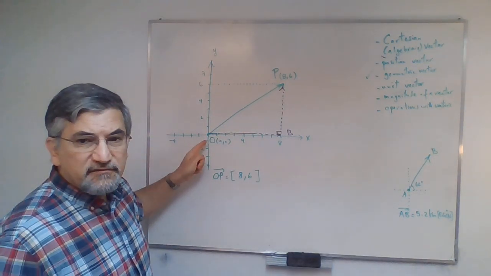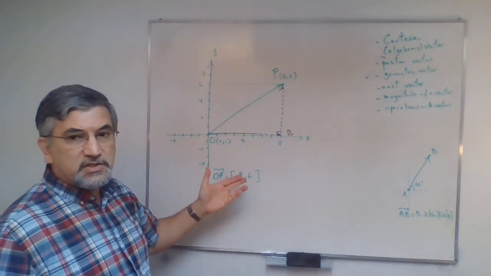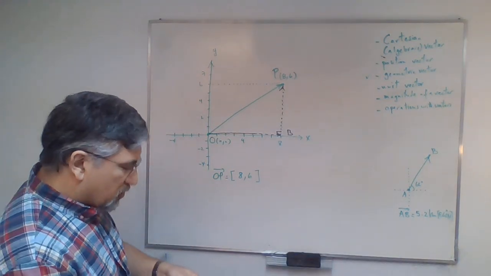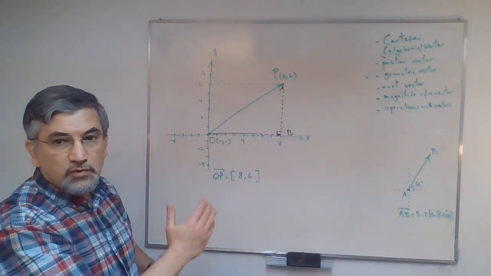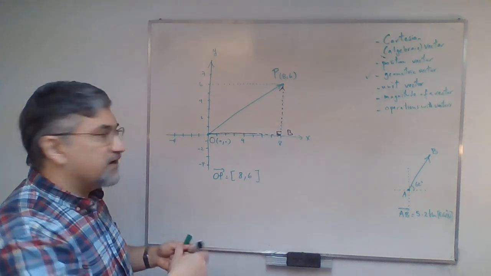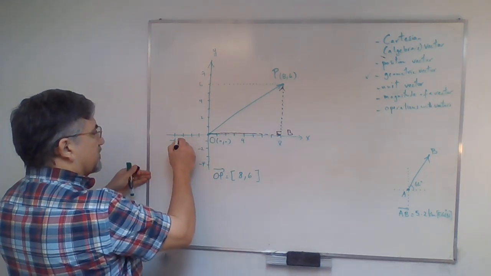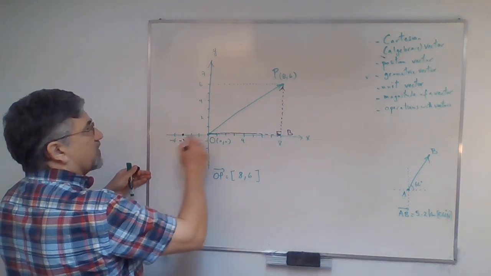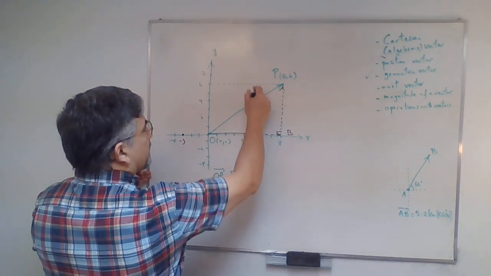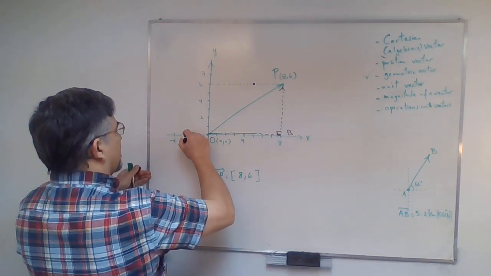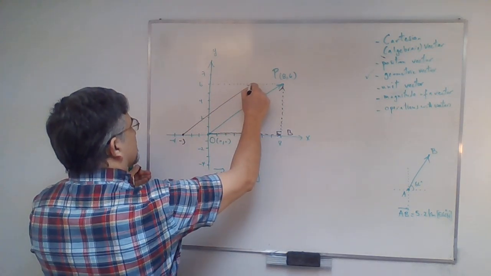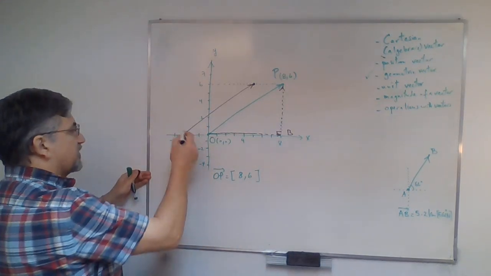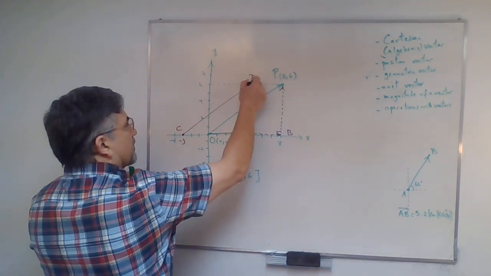The tail of the vector may not necessarily be at the origin. So if I translate this whole vector, let's say 3 units to the left, I'm going to end up with -3 right here, and 1, 2, 3. If I move 3 units to the left, I'm going to end up with a vector like this, okay? I'm going to call this vector CD, okay?